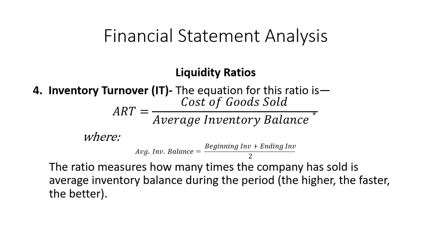Okay. Then, final liquidity ratio is inventory turnover. The equation for this ratio is cost of goods sold, and that makes sense because cost of goods sold is the cost of your inventory that flows through as you sell it. So the cost of goods sold divided by your average inventory balance. Like accounts receivable, all averages are going to be beginning plus ending all over 2. So this is beginning inventory plus ending inventory all over 2. This ratio measures how many times the company has sold its inventory. Obviously, you want to sell it as fast as possible. So the higher, the faster, the better.